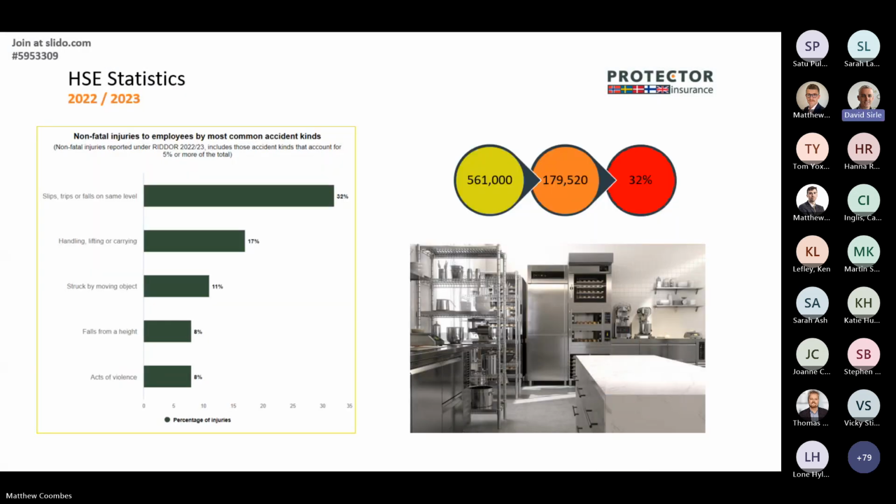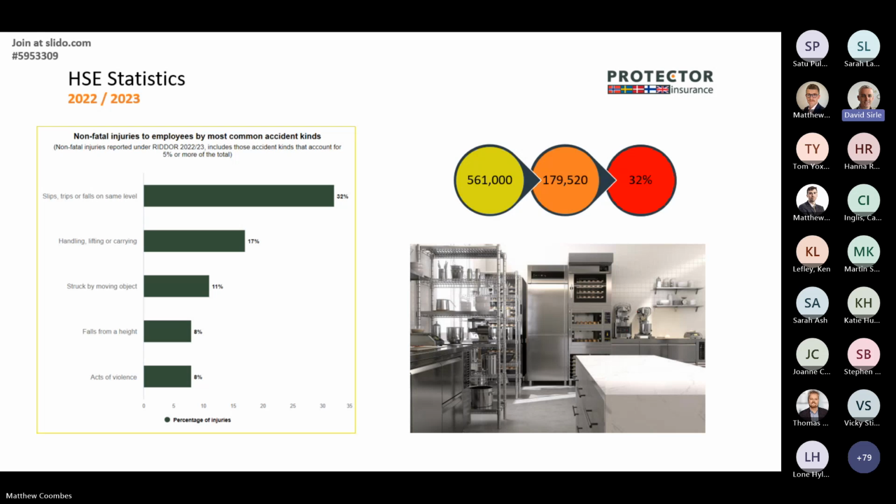So 2024, and everyone loves a bit of data or statistics. So these are some stats that we pulled from the HSE website for the year 2022, 2023. And as you can see, 561,000 non-fatal workplace injuries were reported for that period. Of those, 179,520 people were injured as a result of a slip, trip, or fall. And that means that 32%, which is nearly a third of all non-fatal work-related accidents that resulted in injury, were as a result of a slip, trip, and fall. So that's quite a significant number. The food and drink industry is highest on the list for frequency of slips and trips. And that's not really surprising.